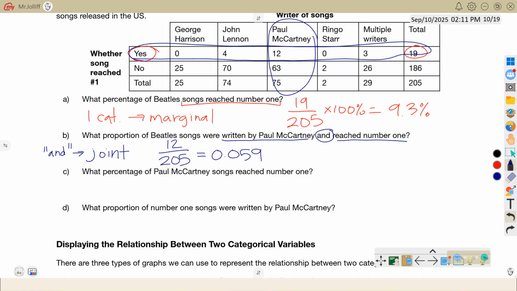Figure out what type of relative frequency it is. Look in the table for where you're supposed to be. Good. Next one.